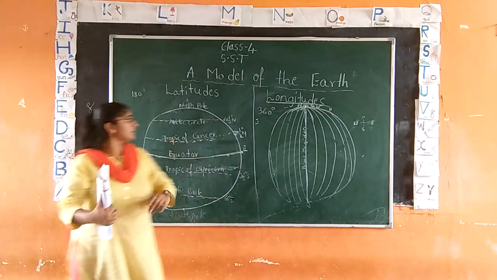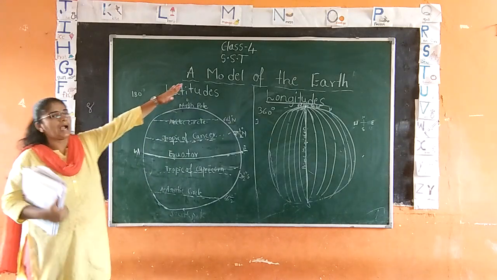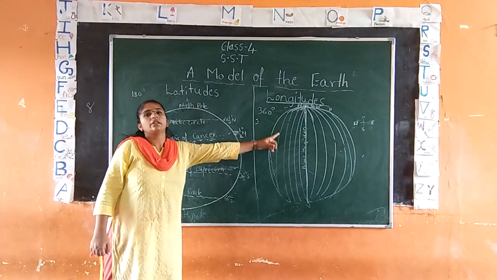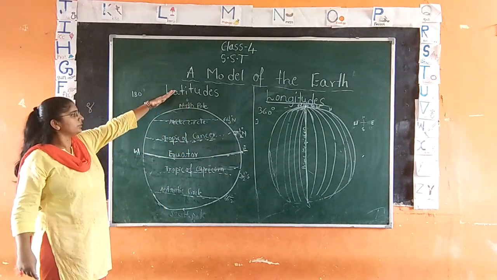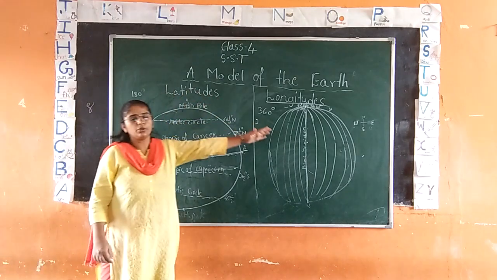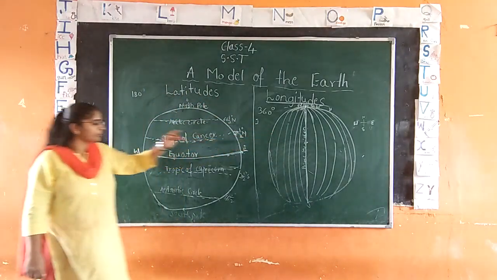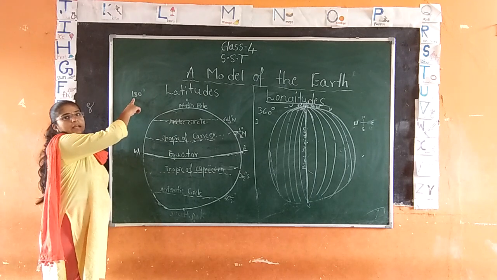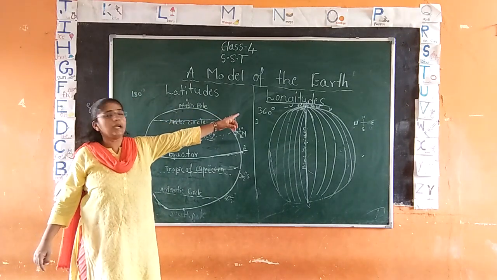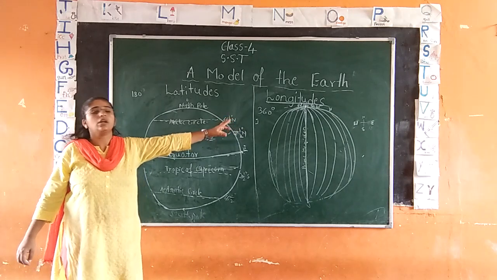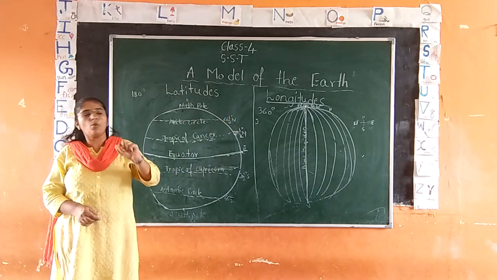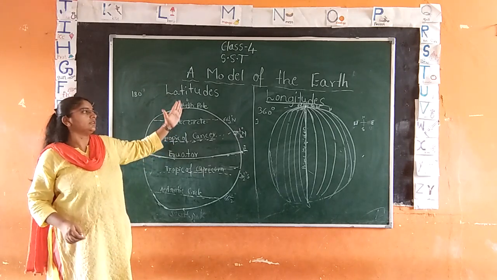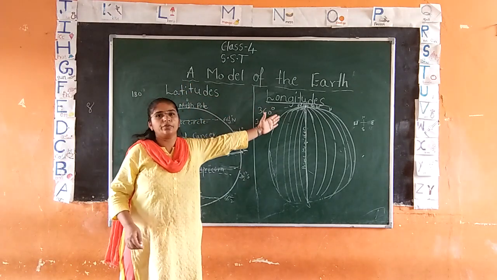Okay children, in today's class we learned about latitudes and longitudes. Latitudes never meet, longitudes meet at the poles. Latitudes are measured in degrees, longitudes also in degrees. There are 180 latitudes and 360 longitudes. Okay children, today's homework: draw the globe or a model of Earth and mark the latitudes and longitudes. Thank you.